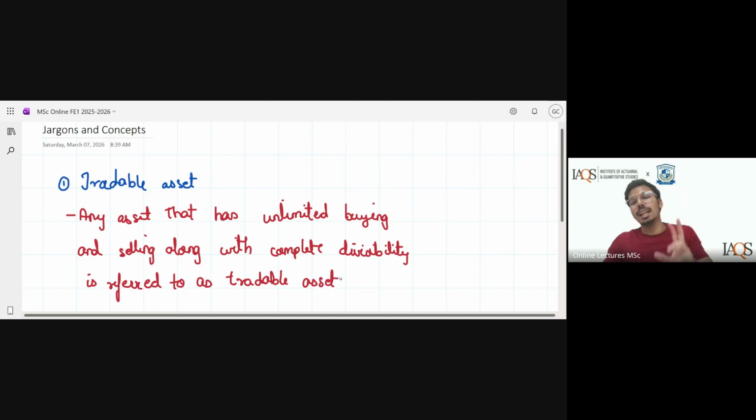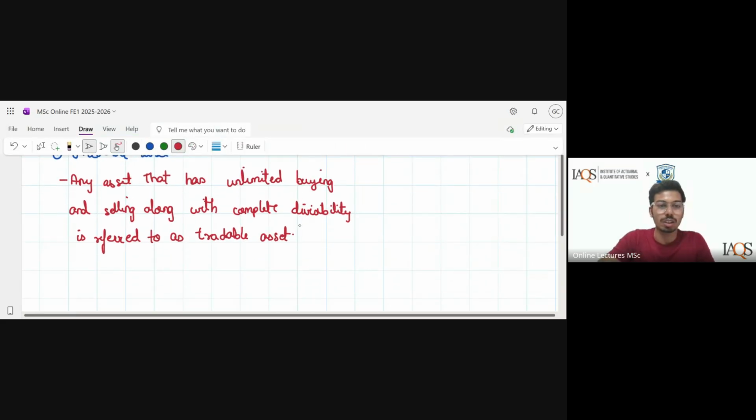All right. So any asset that has these two properties, first there is unlimited buying and selling. By unlimited buying and selling, I basically mean there is complete liquidity. At any point, if I have to buy the asset, there is a seller available. If at any point I have to sell the asset, there's a buyer available. Along with this, it is a theoretical assumption that you can hold the asset in fractions and decimals as well. There is complete divisibility of that particular asset. Such an asset is referred to as a tradable asset in theory.